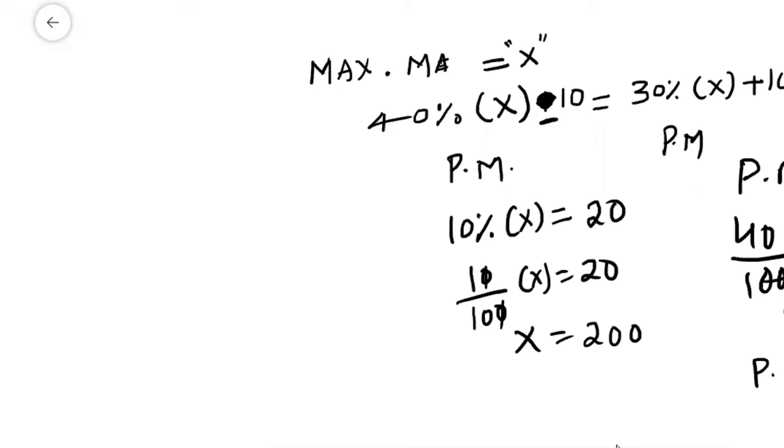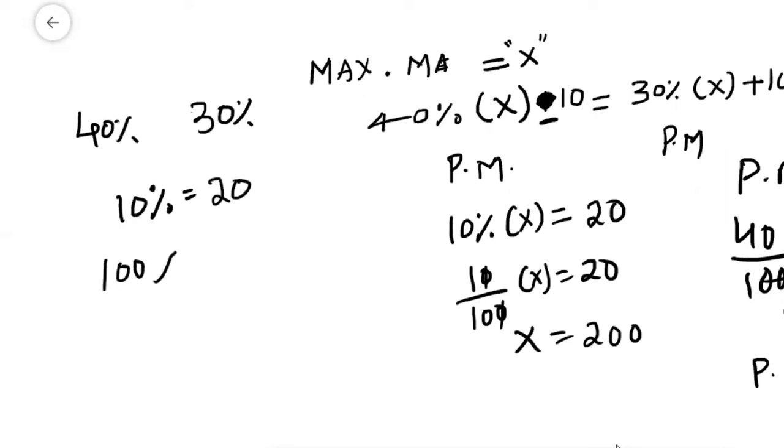What is the way? One fellow got 40%, another fellow got 30%. What is the percentage difference? 10%. One fellow got 10 marks more than the pass mark, the other fellow failed by 10 marks. So the marks difference is 20. Yes, 10% is 20, then 100% is 200.